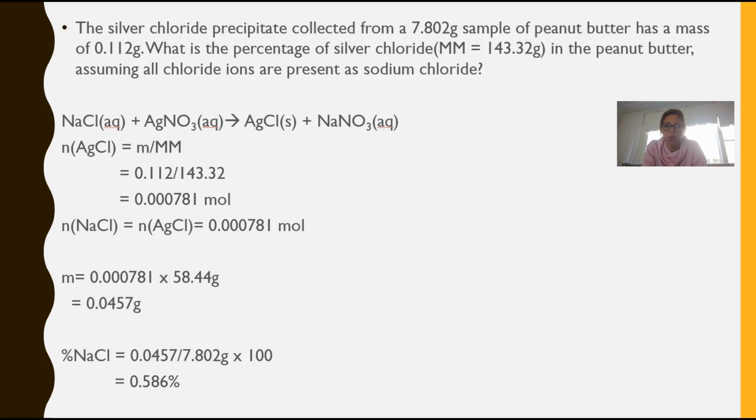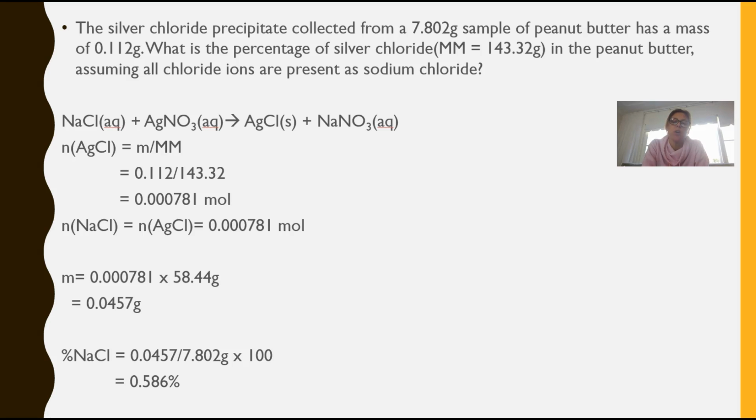present as sodium chloride? So we've got sodium chloride. Obviously, our peanut butter is salty. So we've got sodium chloride actually in our peanut butter, and sodium chloride is soluble. So we're going to add silver nitrate to the sodium chloride, and a precipitation reaction is going to occur, and we're going to get silver chloride, which is insoluble. And then we're going to get sodium nitrate, which is a soluble salt.